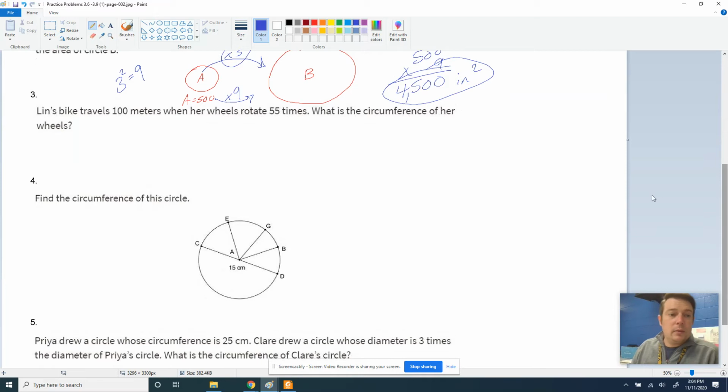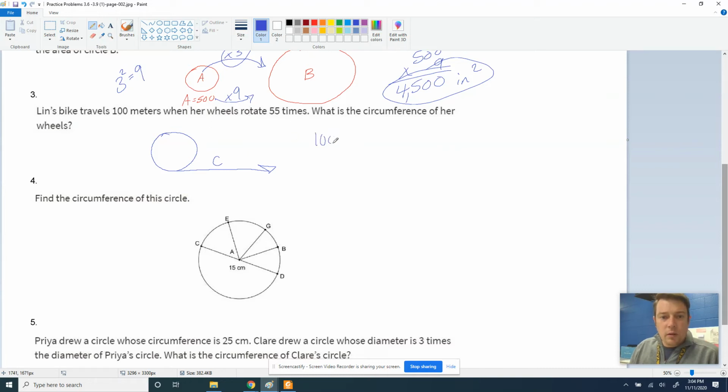All right, so let's get into the ones that actually were more related to what we talked about the last recent weeks. Lynn's bike travels 100 meters when her wheels rotate 55 times. What is the circumference of her wheels? Okay, so when her wheel goes once, that is the circumference. All right. When it goes 55 times, it goes 100 meters.